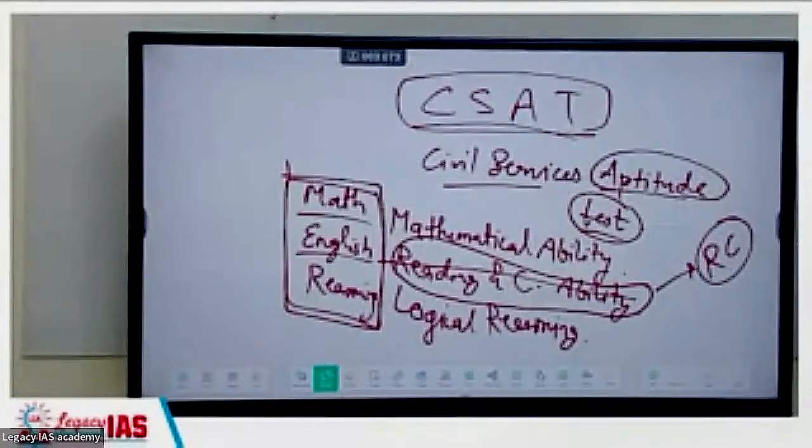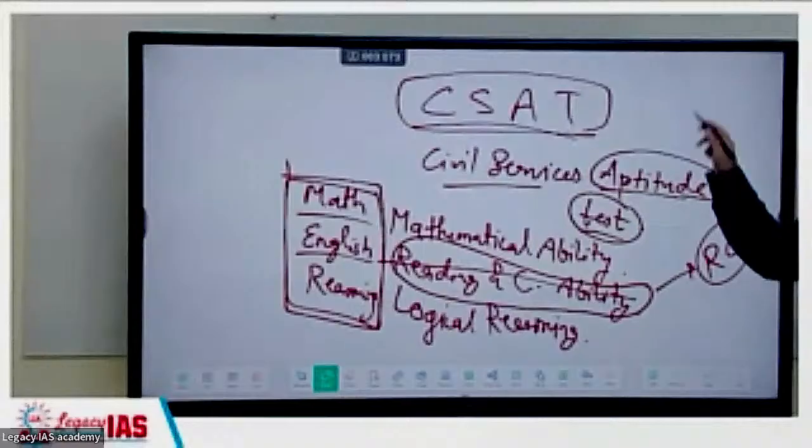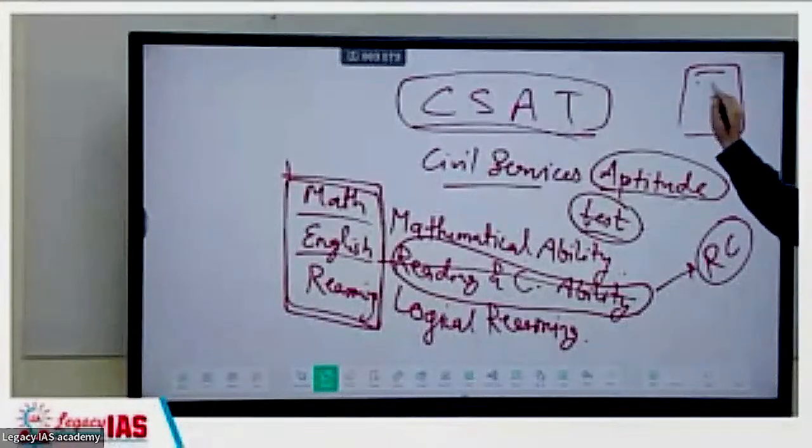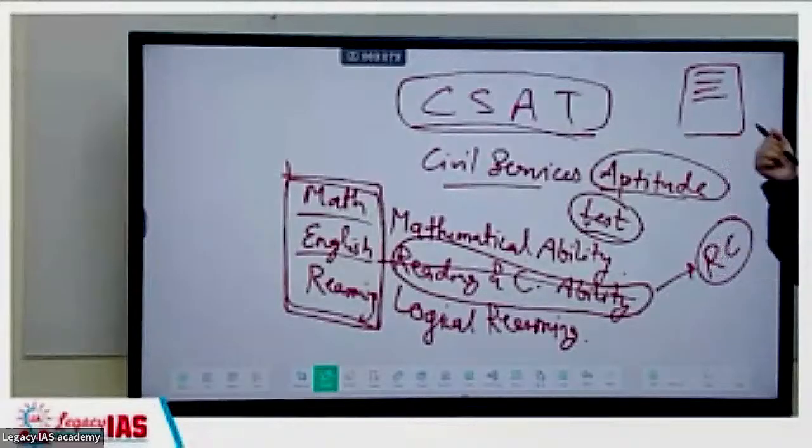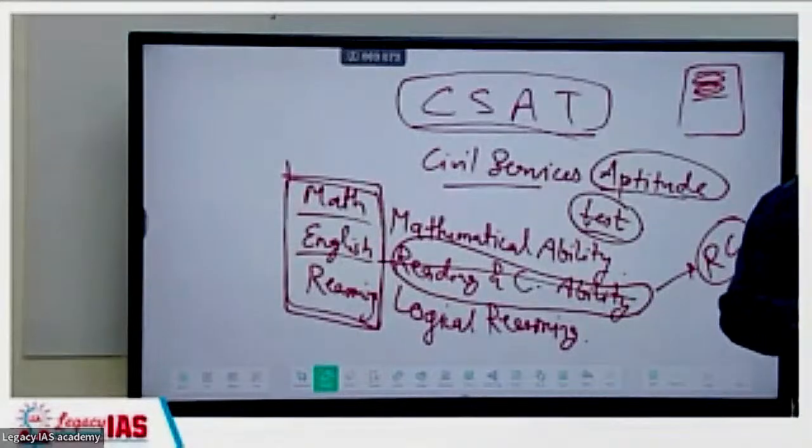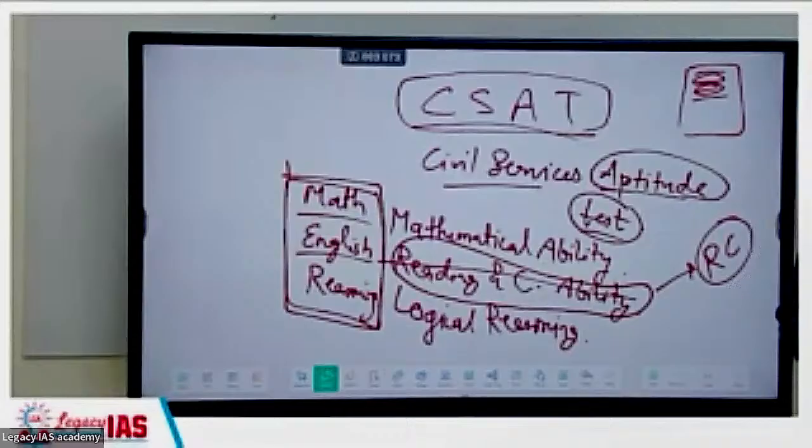Okay. And in reading comprehension also, instead of asking questions directly from a reading comprehension, which is directly mentioned in these passages, what they ask is your understanding of that whole passage. Okay, they would ask you the crux of the passage. They would ask you the main idea of the passage. So after reading the whole passage, what you really get out of it, that is asked. Why is it important for civil services?